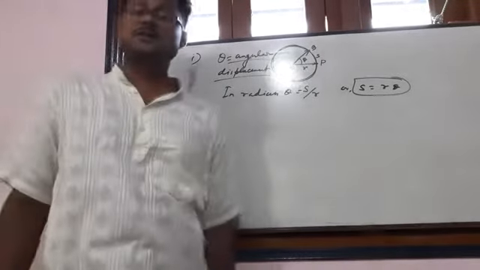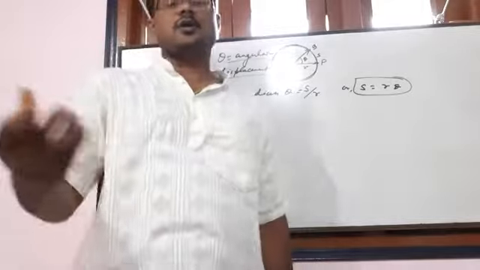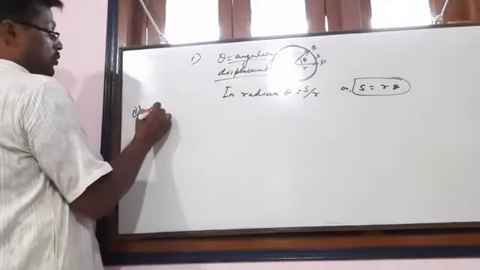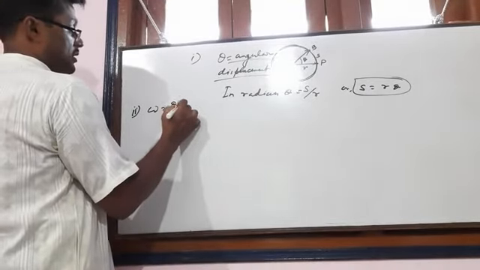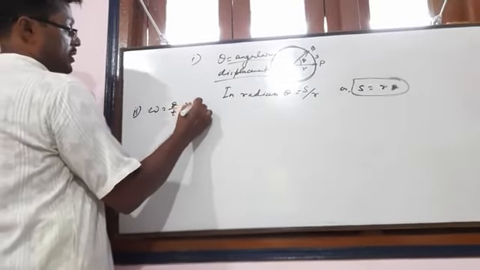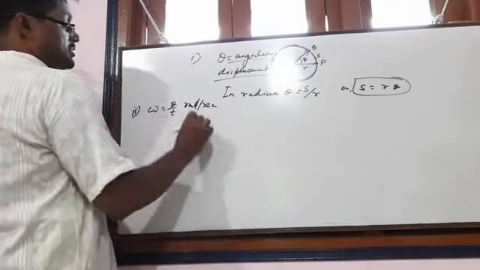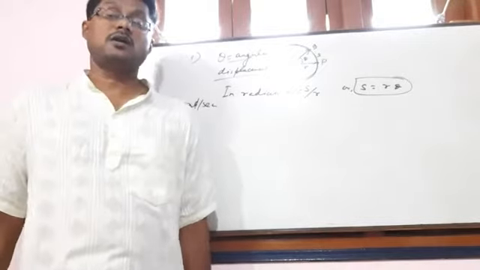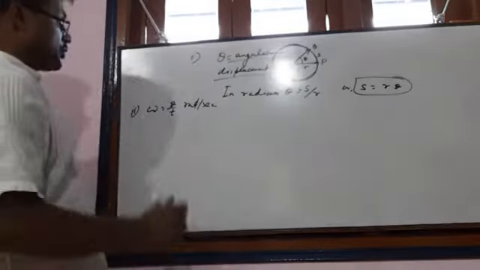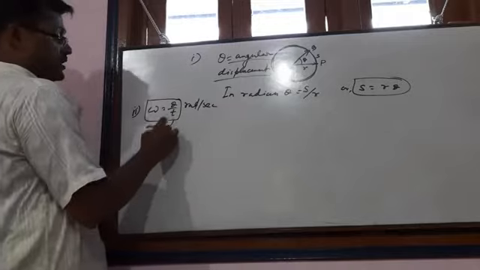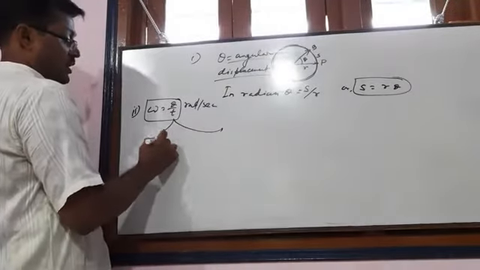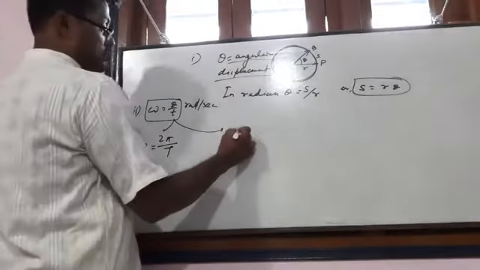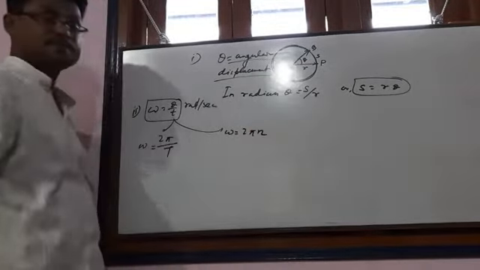If angular displacement is there, it means angular velocity is also there. So what is angular velocity? Angular velocity is denoted by omega, which is theta by time, in radian per second. This is the definition of angular velocity: omega equal to theta by t. Now we can represent this in two forms. One is omega equal to 2 pi by T, another is omega equal to 2 pi n.